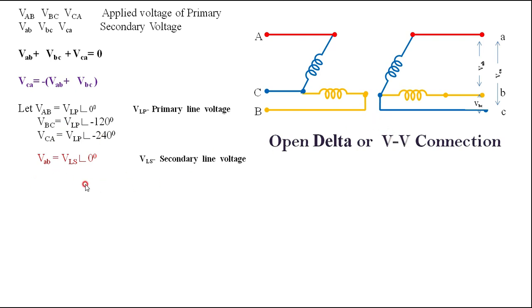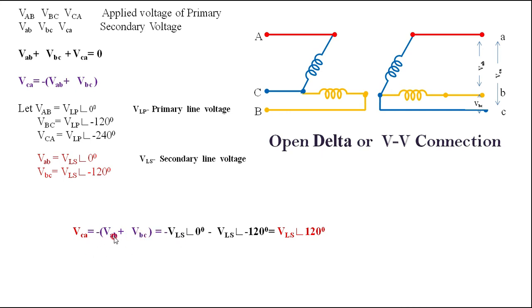Then coming to the secondary side of the transformer, vab is VLS at an angle of 0 degree. VLS is also represented as the secondary line voltage. vab, vbc and vca are the line voltages. Their magnitudes are equal but their phase displacement is 120 degree. Therefore, first I take vab as VLS, the line voltage, at an angle of 0 degree. Then vbc is VLS at an angle of minus 120, and we know that vca is calculated here. That is vca is equal to minus of vab plus vbc. So the same thing I am writing here.